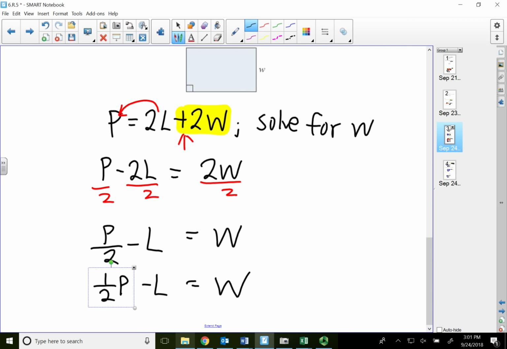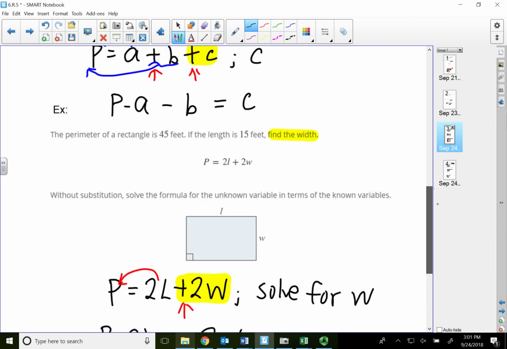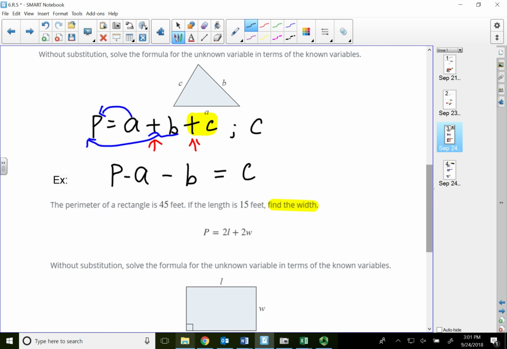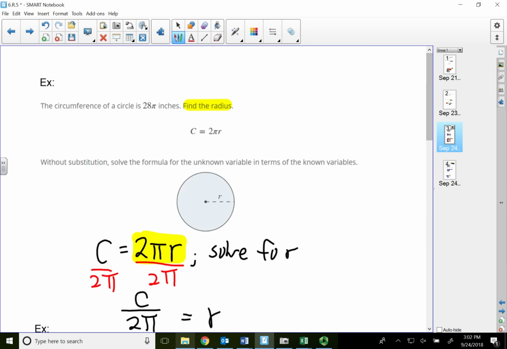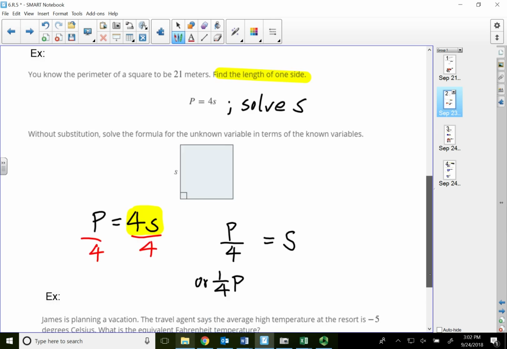All right, so how come in the previous problem, the perimeter of a triangle, I did not divide by the coefficient? Well, I kind of did, because the coefficient in front of the C is 1. So if I say divide every term by 1, by a positive 1, my answer is not going to be affected. It's still going to be P minus A minus B. All righty, so let's go back to page number 2.